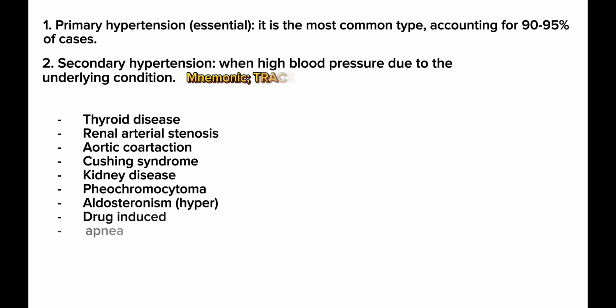A mnemonic will help you to remember causes of secondary hypertension. Especially remember renal artery stenosis, pheochromocytoma, and hyperaldosteronism. These are frequently tested in the exam.